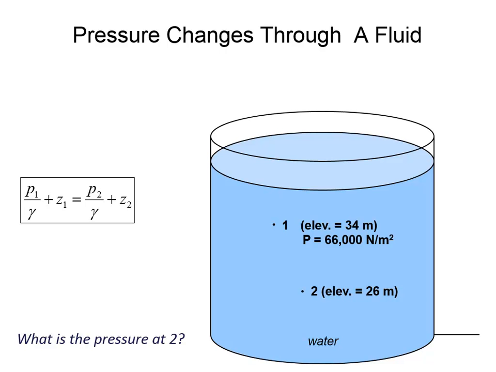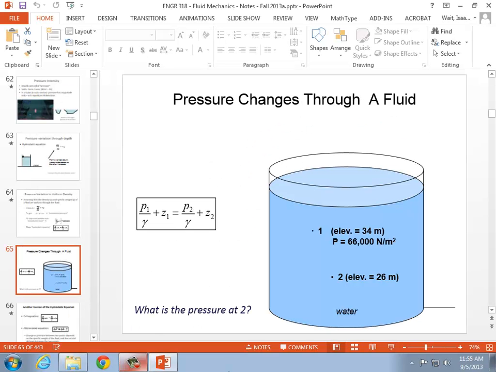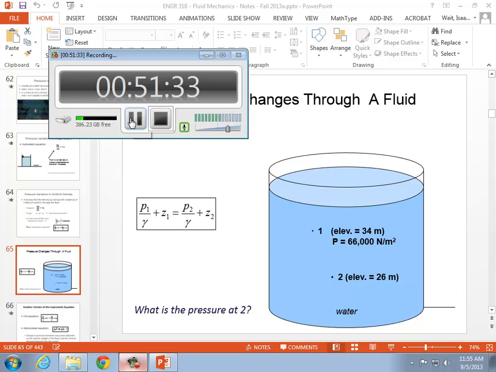Let's try this with an example. I'd like you to get out some paper and your calculator and a pencil and calculate what is the pressure at location 2. I haven't told you the unit weight of the water. What should you use for the unit weight of water in this case? 9810 newtons per meter cubed. Right, because I don't say any special temperature, so you just use the default value.